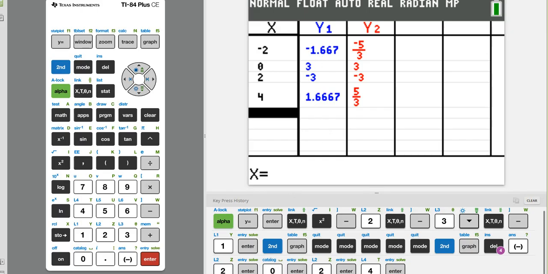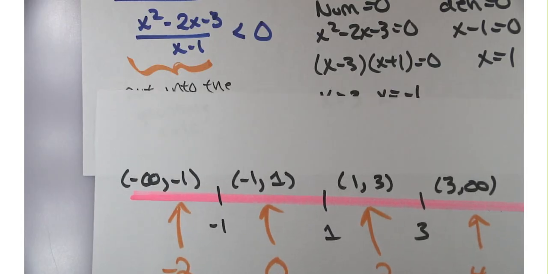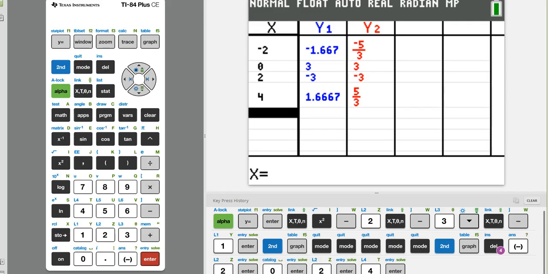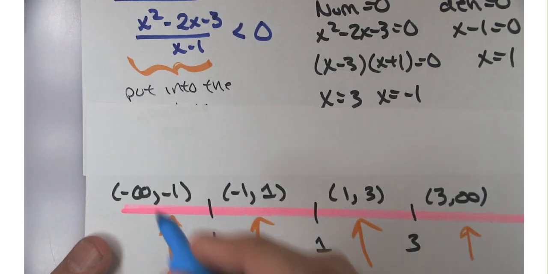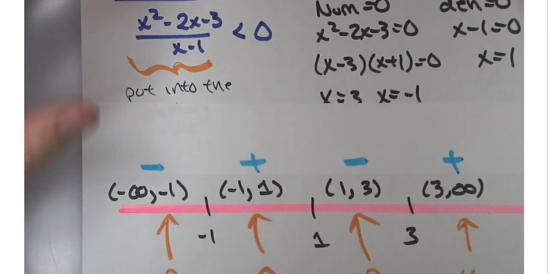What information do I need to get from this table? Alex, what information am I looking for right here? Positive and negatives, right? So I want to know where it's positive, where it's negative. In this case, I think it was negative, positive, negative, positive. I think that was a pattern, right? Yep. So it was negative, positive, negative, positive. Thank you so much, sir.